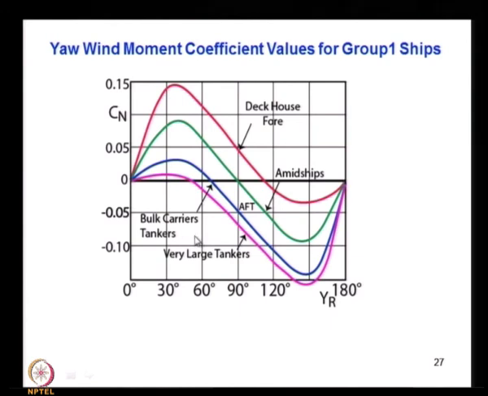So, this gives an indication: it gives the Cn value with respect to type of ship, it gives the Cn value with respect to location of the deck house or superstructure, and also it gives the Cn value with respect to the direction of the wind. So, you can see that 0 to 1. You have to identify which direction the wind is acting and what the type is. You pick out the Cn value from the respective curve, and that will be used in the expression, is it not.